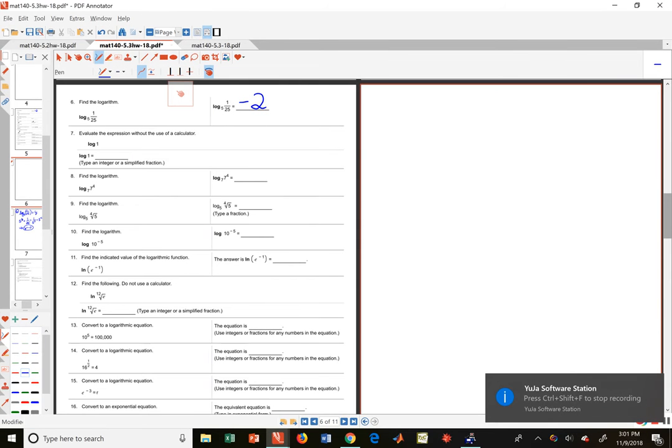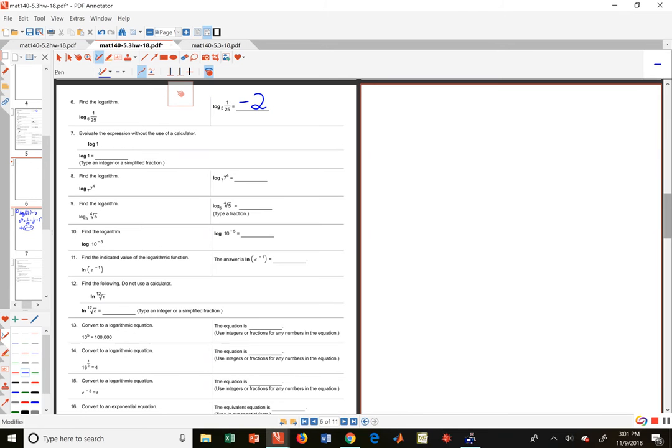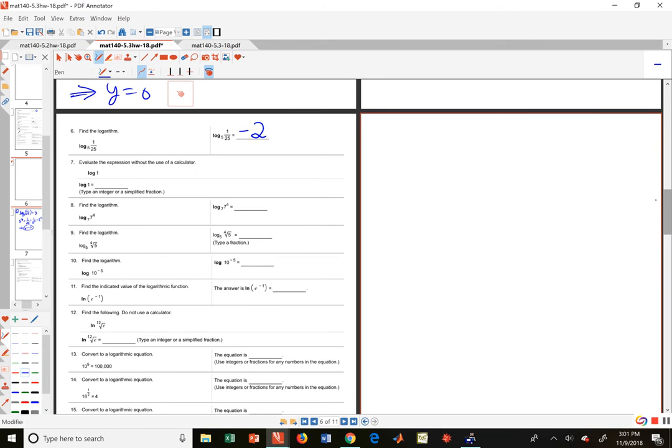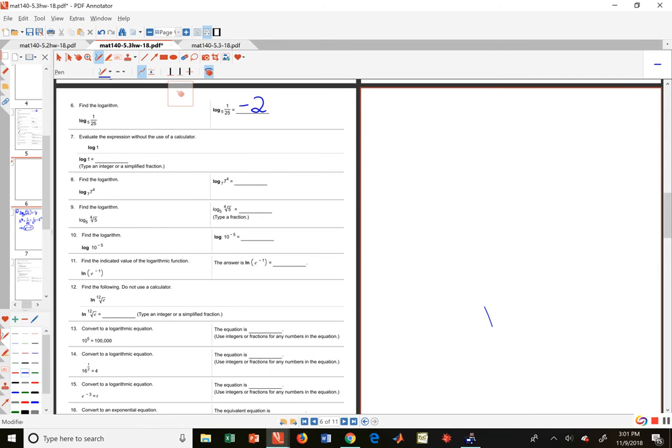Hey there, we are continuing with logarithms. We're in section 5.3, and logarithms can be a little intimidating, so just stick with me, do lots of practice, get a lot of help from the help menus. You will be successful. So let's just keep going with number 7.